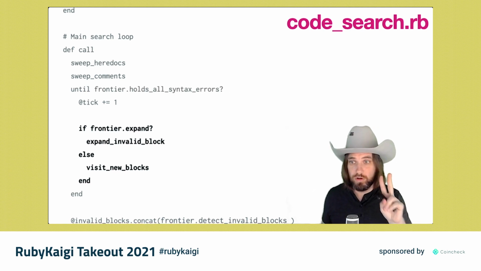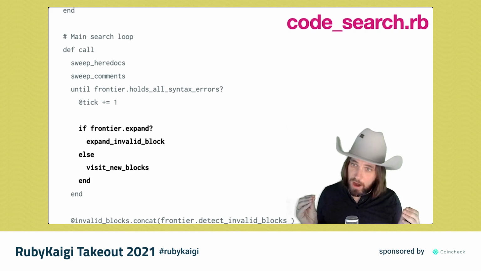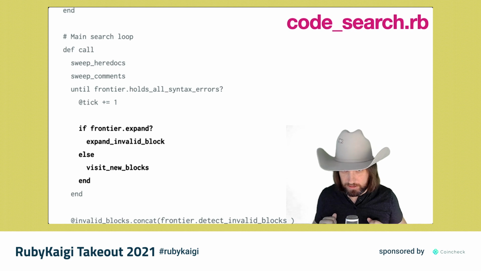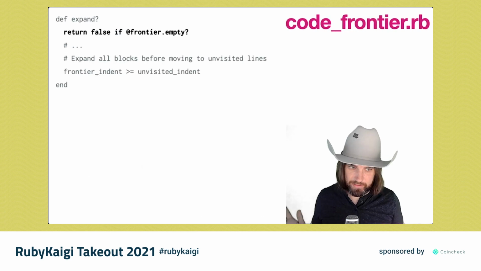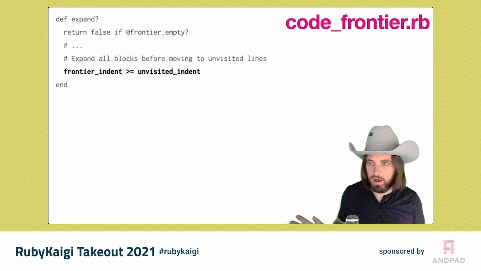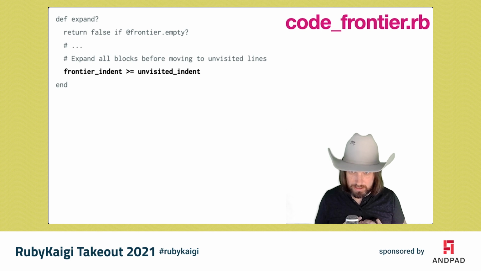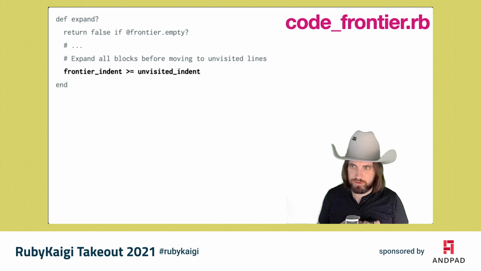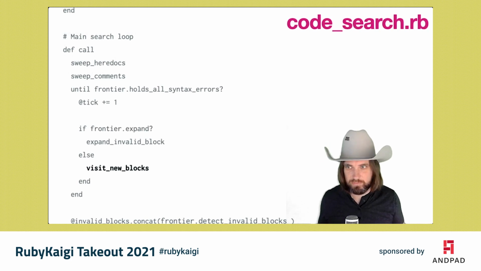All right, there are two modes of exploration. We can either add new things onto our frontier, or we can expand an existing block off of the frontier. When do we expand? Well, we can't expand if nothing's there, so that's an easy one. And then for the rest of them, we are going to use indentation to decide when we expand. Essentially, we want to explore the largest indentations first. Right now, there's nothing to expand, so this is false, and we're going to have to add new lines onto our frontier.